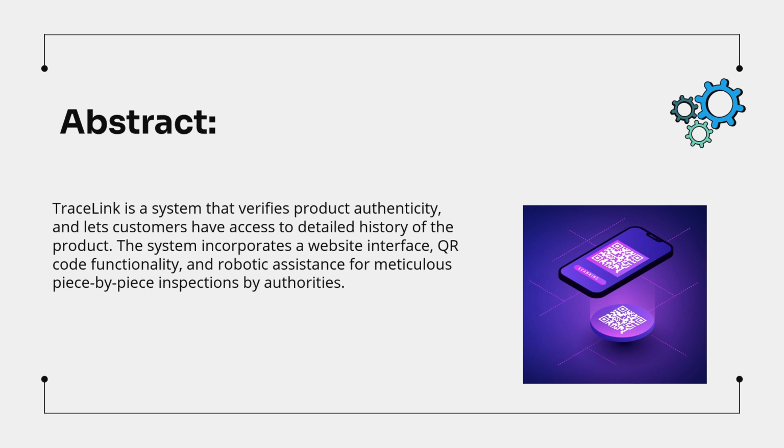So before I begin the demo, let me just give a brief about what the system is about. It's called TraceLink, and its primary goal is to verify product authenticity and let customers have access to detailed history of the product. It incorporates a web interface, QR code functionality, and robotic assistance for meticulous piece-by-piece inspections by authorities.